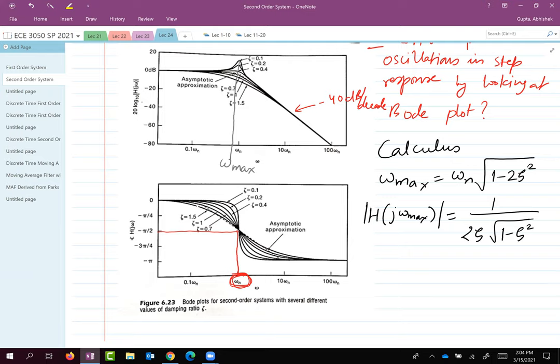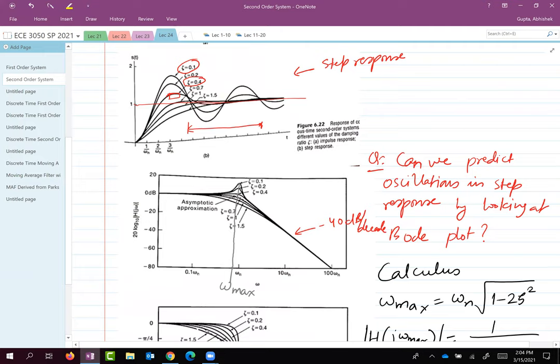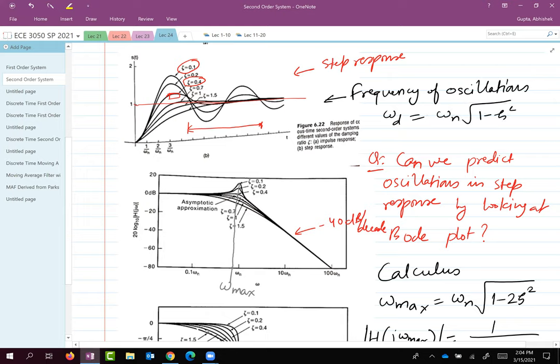Now, the other thing I wanted to tell you is this frequency at which you see these oscillations. The frequency of oscillation is typically denoted by omega d, the damped frequency, and this is omega n square root of 1 minus zeta squared. Again, you compute the impulse and step response, and you will see that this is what the frequency of oscillations is going to be.